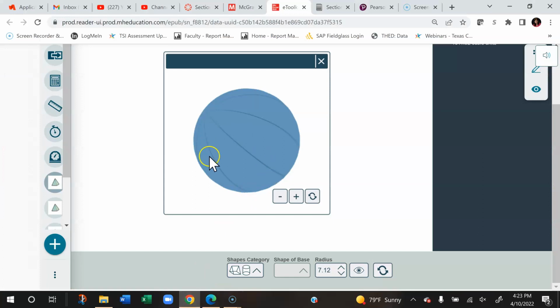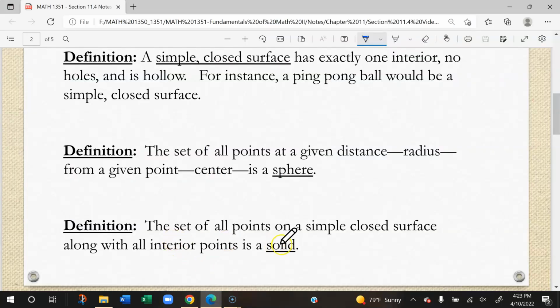So let's just look here. This is a sphere, so everything is the same distance from the center if you look at it, okay? As you look at a circle, a sphere, basketball, anything of that nature, the set of all points on a closed simple surface, along with all interior points, is a solid. So in other words, you kind of make a solid with that.